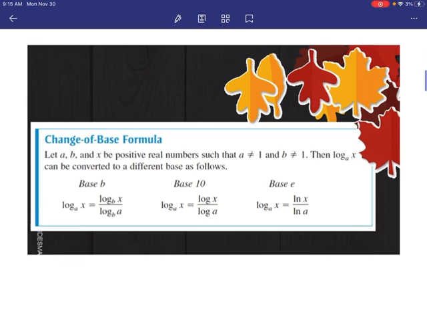So the way that this works is we have log base a of x. That's going to equal log of x divided by log of a. Now we don't have a base on those logs on the right hand side, but remember that if there's not a base, then it's an understood base of 10. And the next one, we have log base a of x equals the natural log of x divided by the natural log of a. So both of those have a base of e.